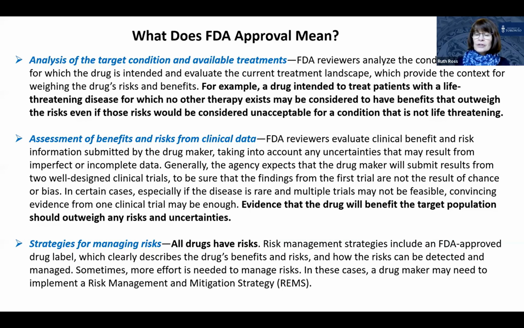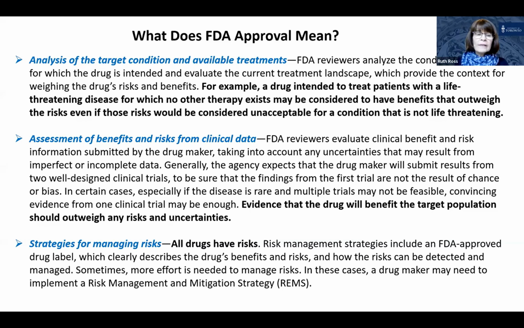So, for example, a drug intended to treat patients with a life-threatening disease for which there is no other therapy may be considered to have benefits that outweigh risks that would be unacceptable for another condition. So that's a key point there. So they're looking at the illness and the whole picture. And that again is important when we start to think about medical cannabis.